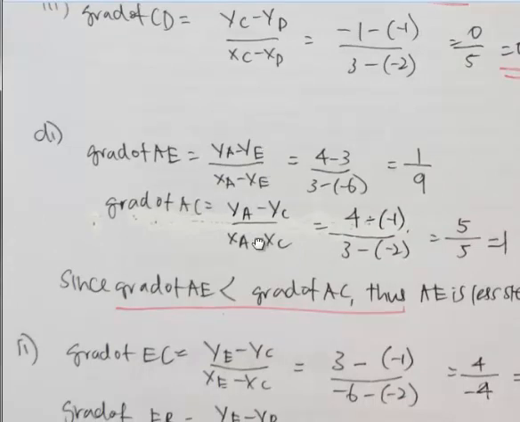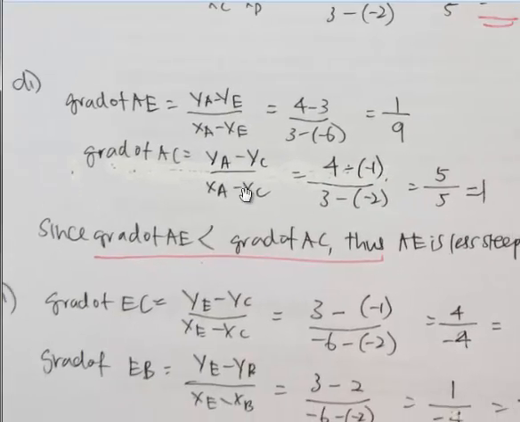For part D1, we need to prove that line AE is less steep than line AC. So regarding steepness, we can use gradient to determine. So firstly, determine the gradient of AE, which is yA minus yE over xA minus xE, equals 4 minus 3 over 3 minus negative 6, equals 1 over 9.